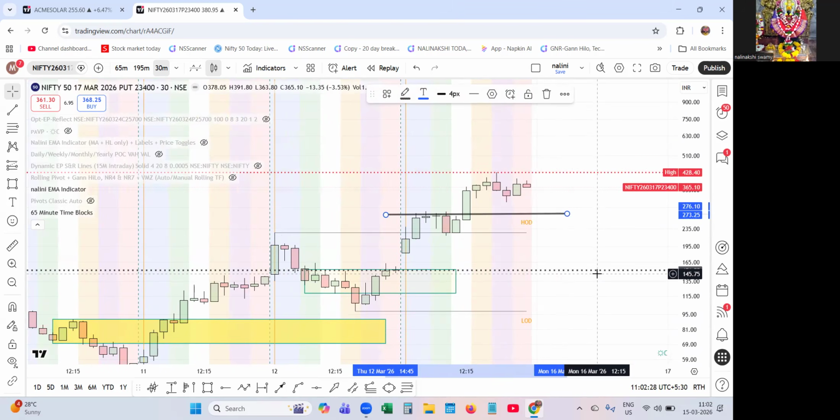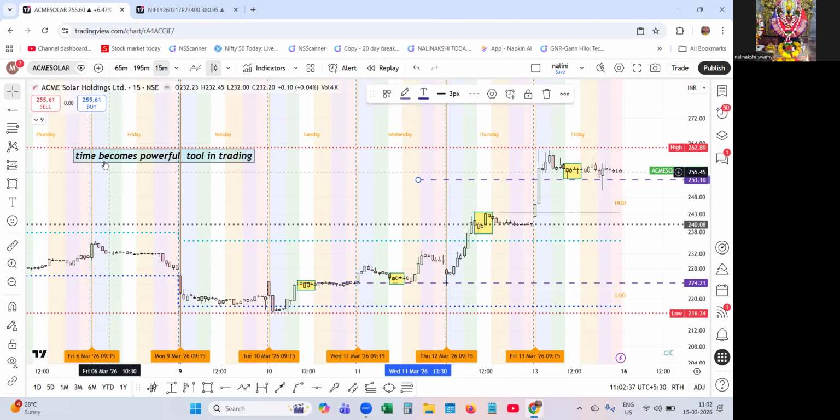Yes, friends, this is how trading becomes simple, and time becomes a powerful tool in trading, and you can select a few stocks.